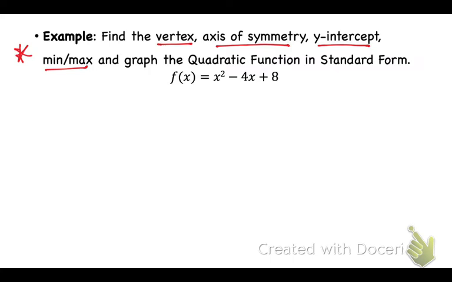Okay. So, is this opening up or down? Let's decide that now. Up. How do we know it's opening up? Because a is positive. So it's going to be up. So are we going to have a min or a max? We're going to have a min. So when we find it, it's going to be just our vertex, isn't it? Yep. Okay. So the first thing we need to do is find the what?